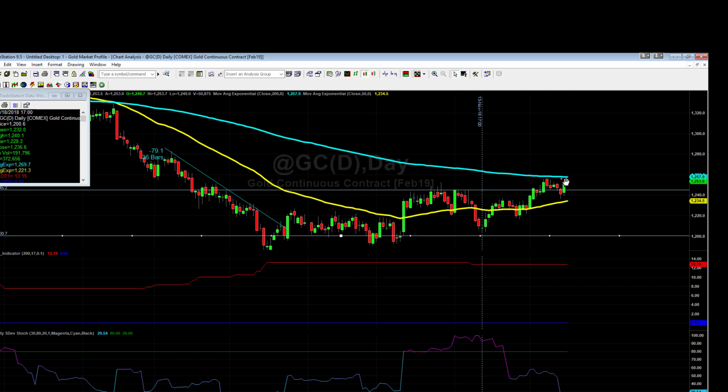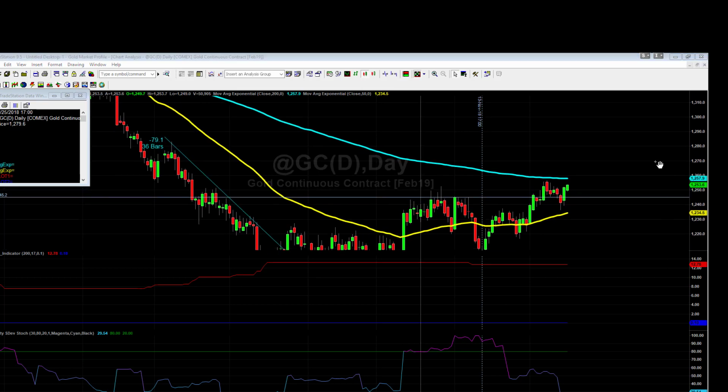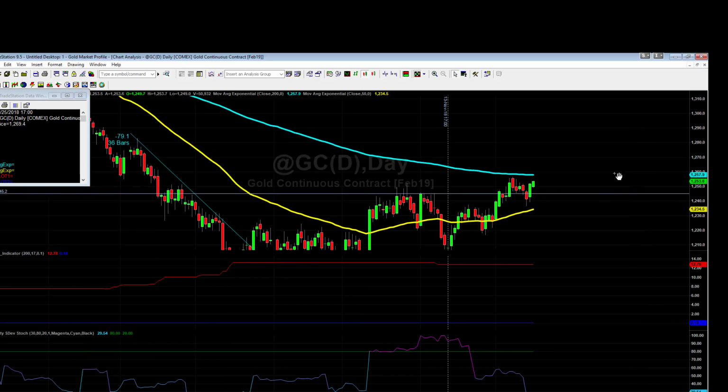We could possibly get a pushback around this area, and if we open up the charts here, that's 1260 or just below 1260. So we'll see what happens there. Volatility's dropped off, which is not such a bad thing. We don't want too much volatility. We want a little bit of movement, but too much volatility typically means that your orders don't get executed as well as you'd hoped. So we'll track that.